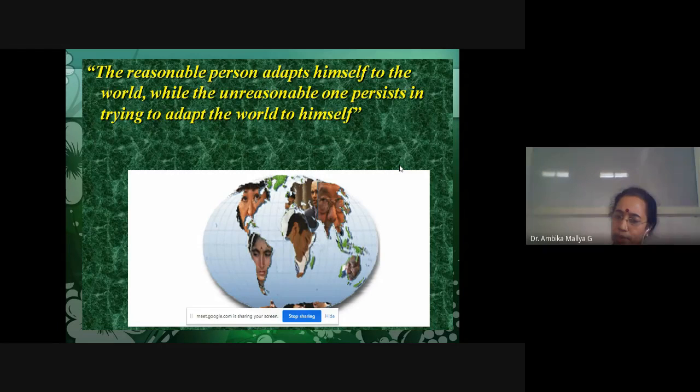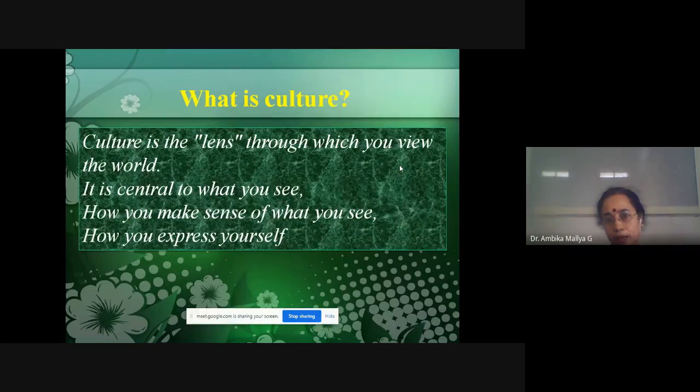So we need to be logical enough so that we learn to adapt ourselves to the given world. Why is it that we need to do so? So that we can become better communicators and we can succeed in life. Now, what is culture? Culture is the lens through which you view the world, and communication is culture specific.